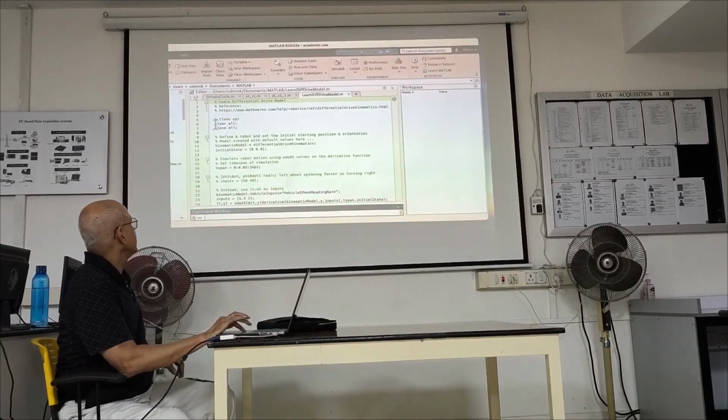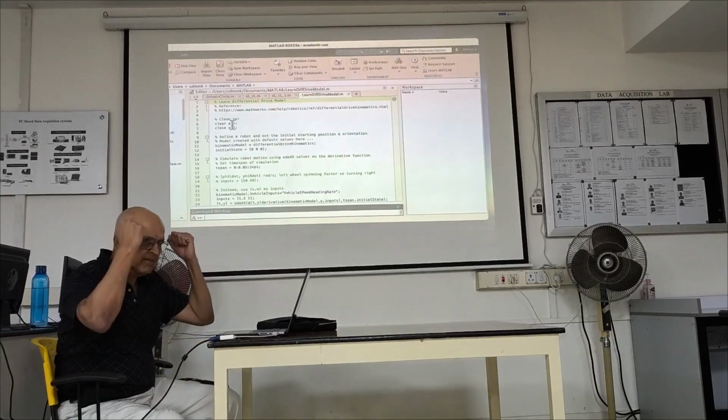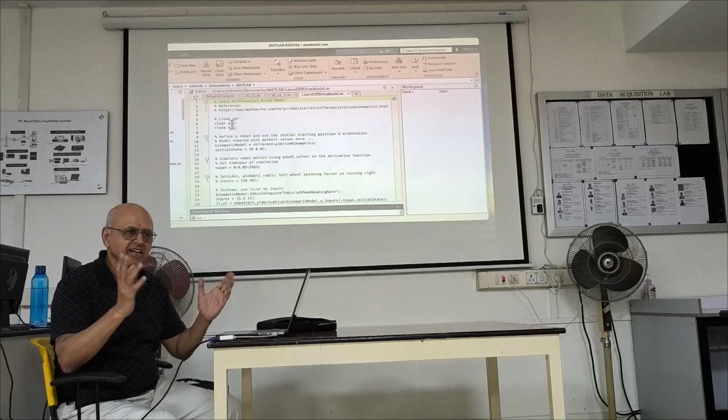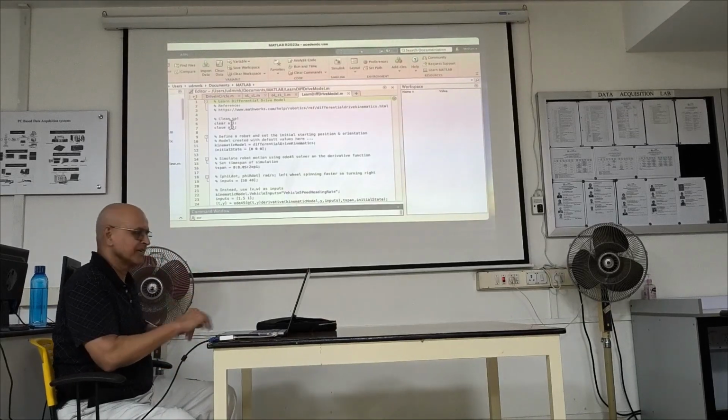So there's the cleanup command. For those of you who are Hindus, you'll understand this. You go to the temple, and everybody will understand it, right? In the context. So you have to do this in MATLAB all the time.